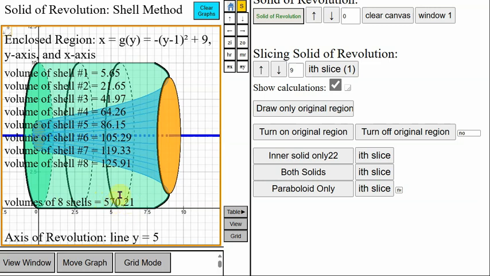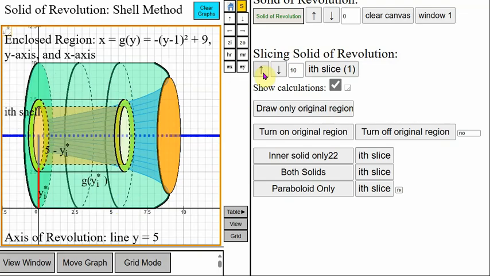But this is still only an approximation. If we want the exact answer for the solid of revolution, then we have to fill it up with an infinite number of shells. Here's what an ith shell looks like. This is one of the shells. The shell has an inner radius and an outer radius, and right in the middle is called the average radius. And the distance from here to here will be y sub i star.